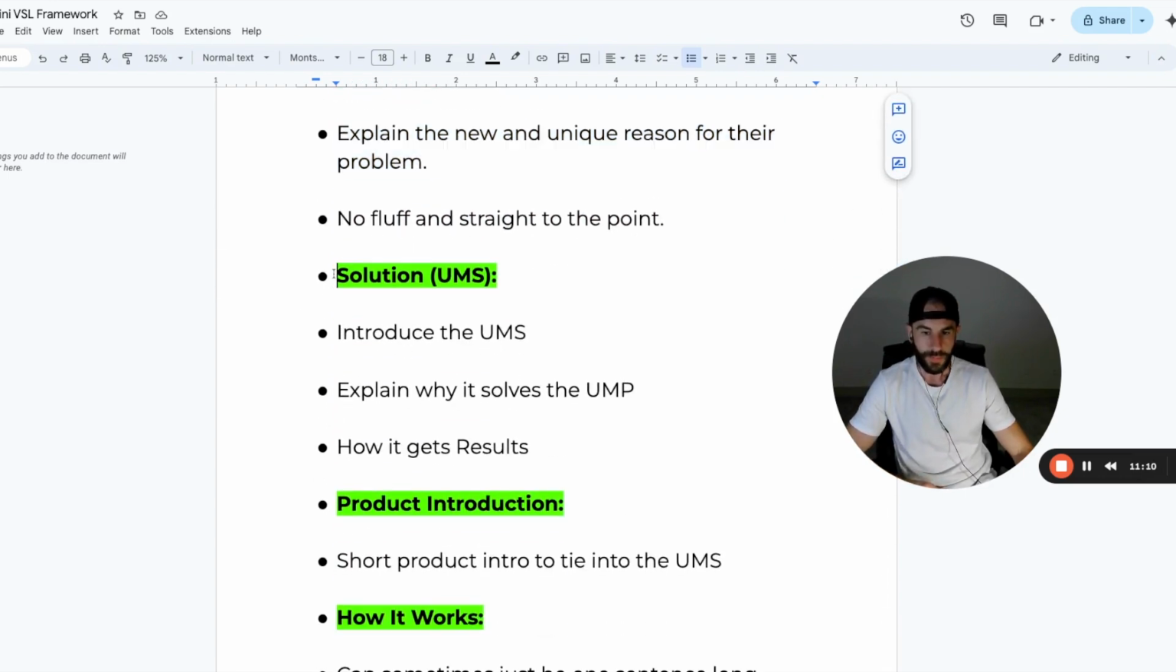Then there, we're going to get into the solution or the unique mechanism of the solution. So you're going to introduce them to the unique mechanism of the solution. You're going to explain why it solves the unique mechanism of the problem.